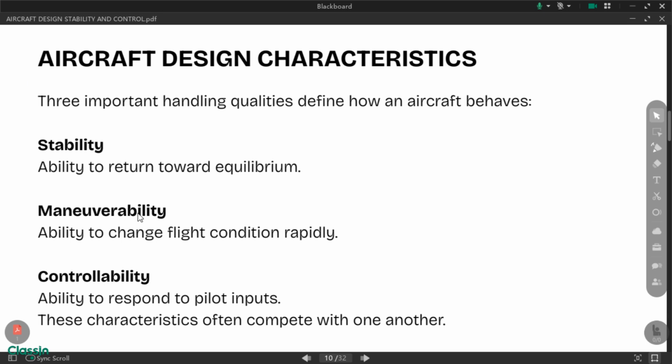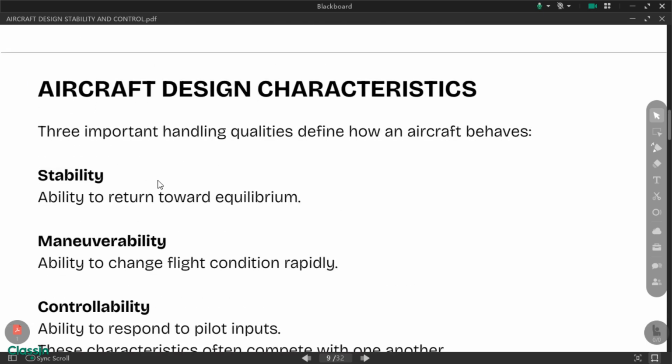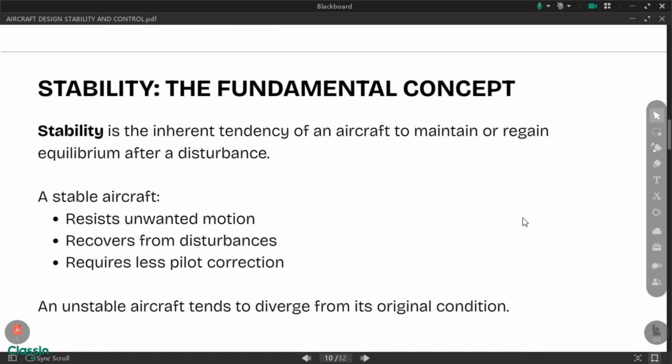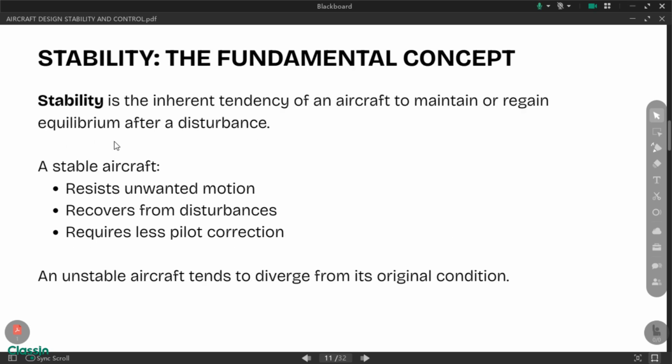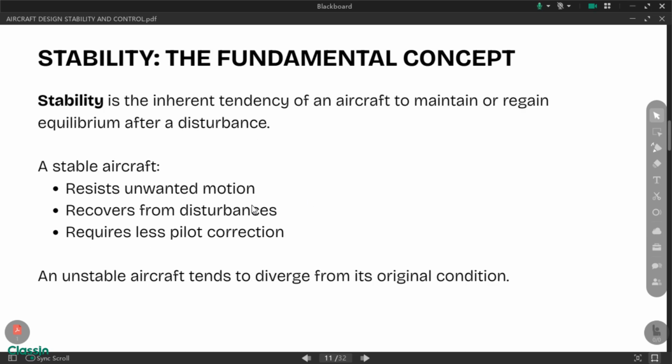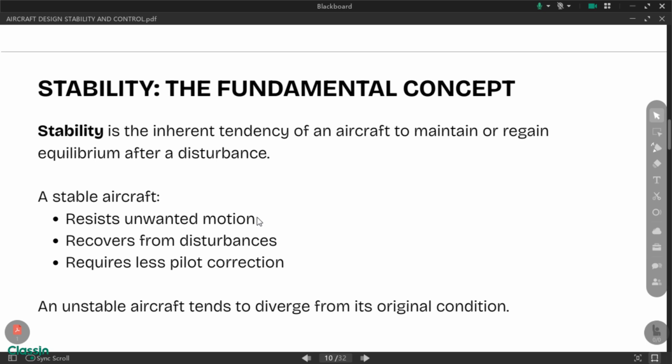So let's go over one by one itong design characteristics natin. First with the stability. Okay? So stability is defined as the inherent tendency of an aircraft to maintain or regain equilibrium after being disturbed. So the keyword here is inherent. Okay, we're not talking about what the pilot does. We're talking about what the aircraft would naturally want to do. Okay?